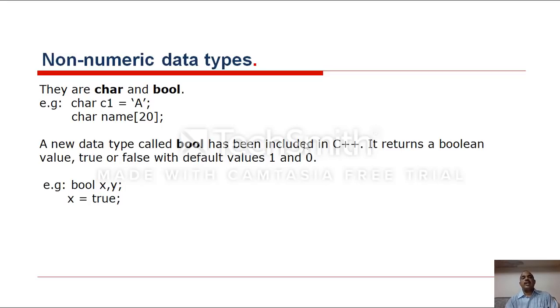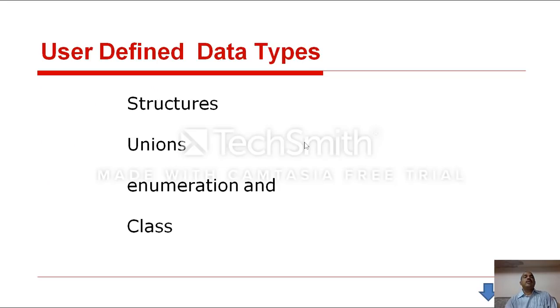Then character and boolean types. Then the next one is user defined data types. There are structures, unions, enumeration and classes. These four are the user defined data types. Here structures and unions are the same as in the C language.